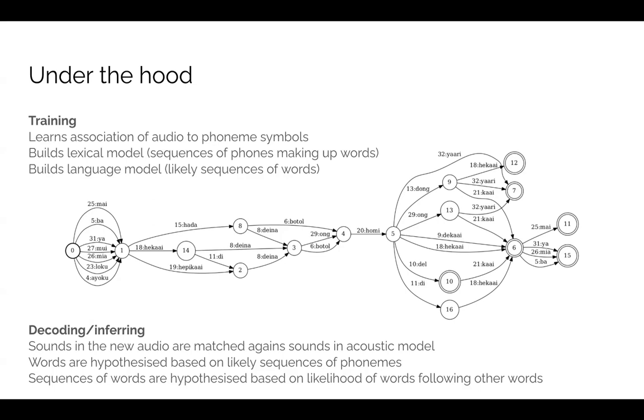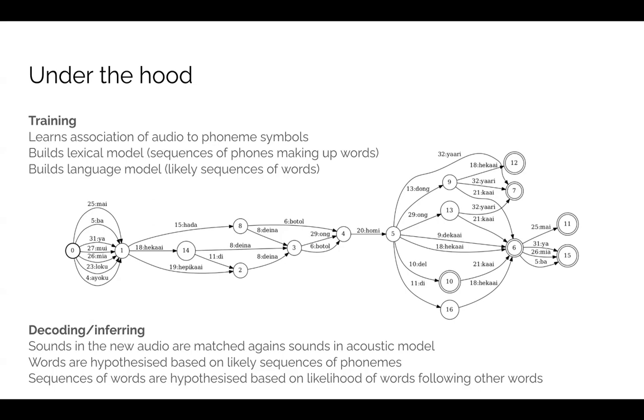Then when we put some audio that is untranscribed in to gain an inference, the system listens to the sounds in the new audio and matches them against sounds in the acoustic model. Words are then hypothesized based on likely sequences of the phonemes. And then it hypothesizes this most likely sequence of words based on the probabilities of which words follow another word.